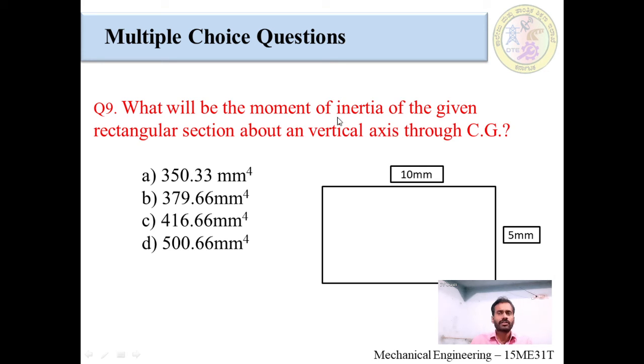X axis is the horizontal axis and y is the vertical axis, and that axis is passing through the center of gravity, means like this. So use the suitable formula and calculate the moment of inertia of this given section, okay, and the given dimensions.